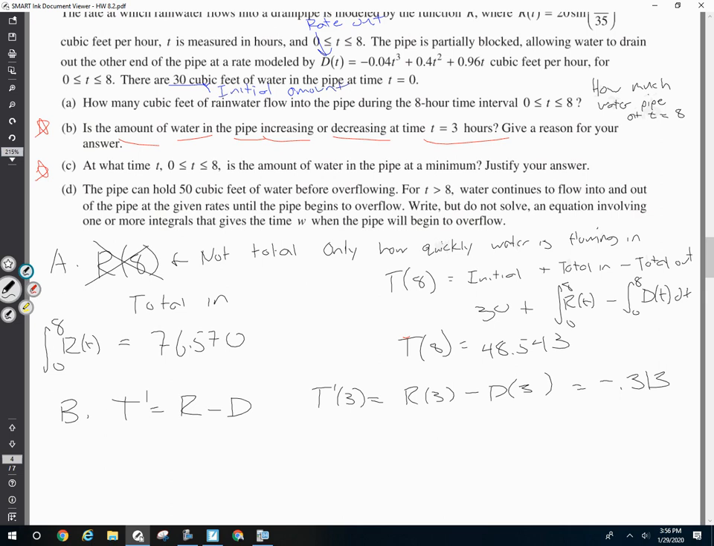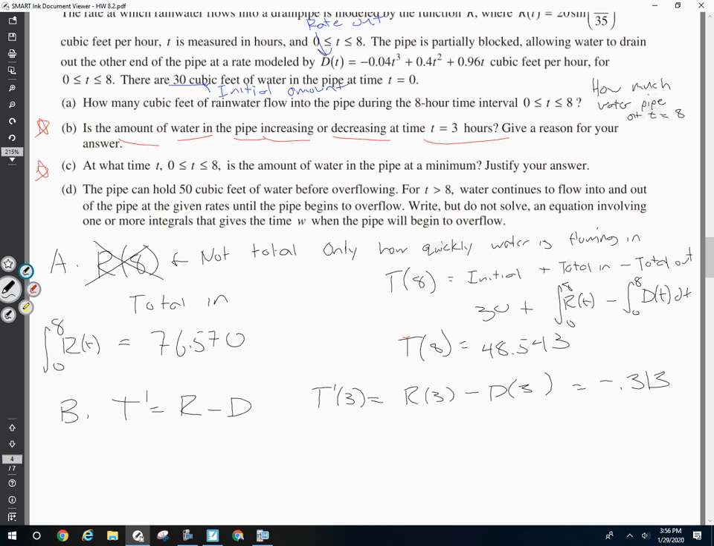So you got 32 over 35? I don't think that's right. Oh. Yeah. Negative 0.313 is what we should get.